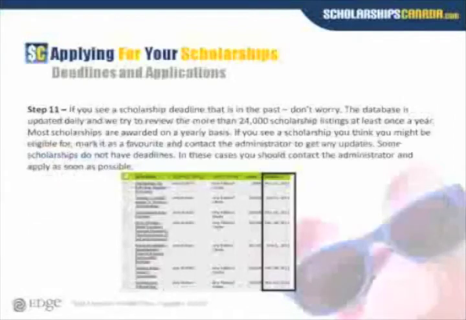Okay, so when you're looking at scholarship deadlines, as I mentioned before, you can sort them based on which deadlines come first or which ones come later. Scholarships do get updated on a daily basis, and we do have editors that update our scholarship listings every year. We try to get them updated at least once a year, and there's over 24,000 scholarships, so it's a lot to go through, but we do try our best to maintain everything up to date.